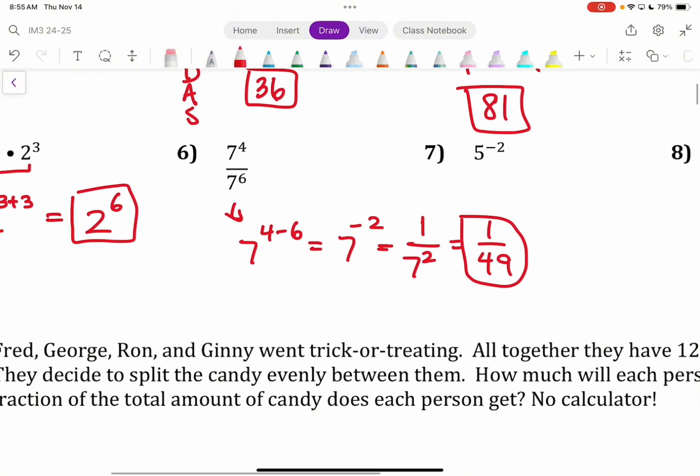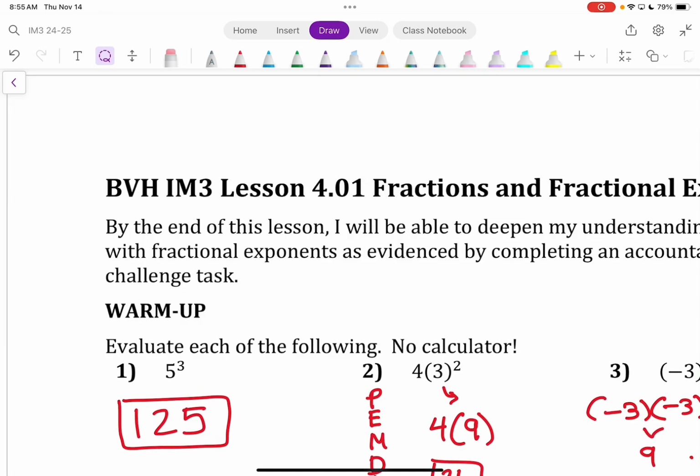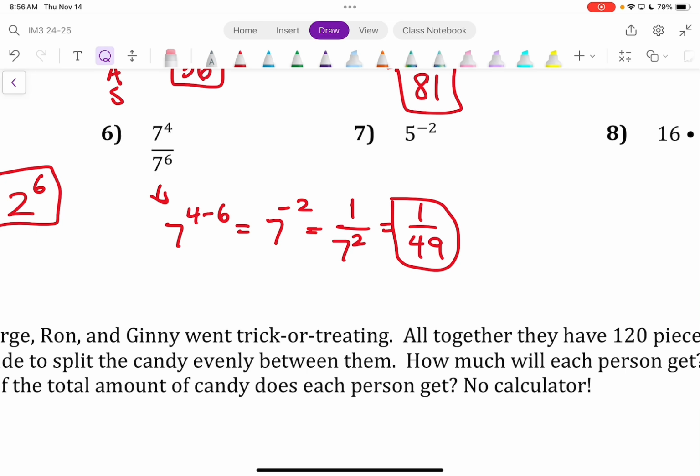Okay? Let me go ahead and move this a little bit out of the way. All right. Let me move this.